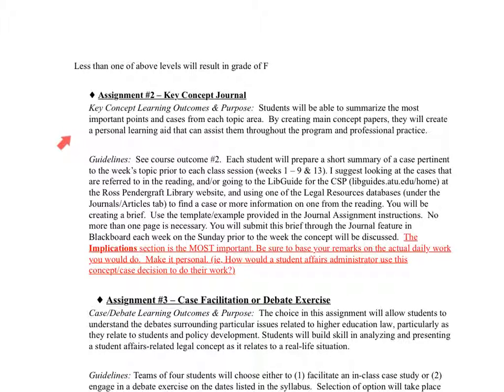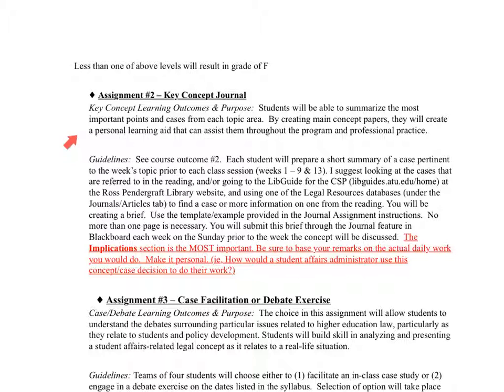All right, we're looking at the Key Concept Journal now, and what you will see here is that there is a specific spot in Blackboard for journal entries. What you're doing, and I don't always tell you all this right up front, is you're going to be doing a brief of a case. So you're going to be looking at a particular concept, the one that we're looking at that week, and you might look in the schedule of classes and see all the different concepts or important points that we're looking at each week, but you'll find a case through that reading.